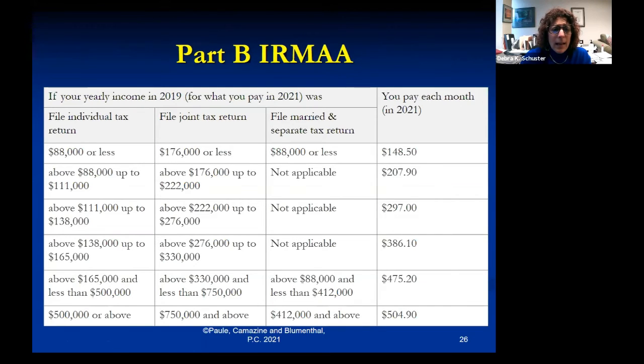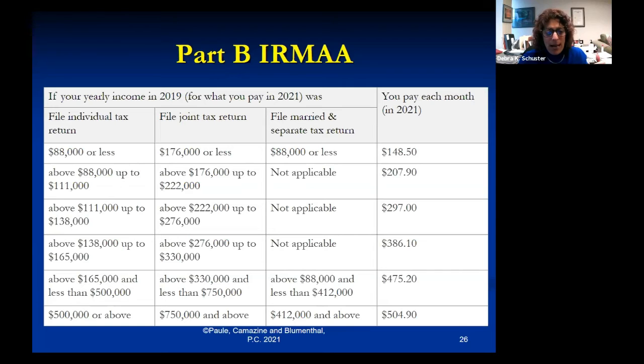So, if your yearly income in 2019, and this actually should be 2018, this will be reflected in what you pay in 2021. If you file an individual tax return and you received income of $88,000 or less, you filed a joint tax return and you, as a joint married couple, received $176,000 of income or less, or you're married and file separate tax returns and again receive $88,000 or less, your Medicare Part B premium will be that normal $148.50.